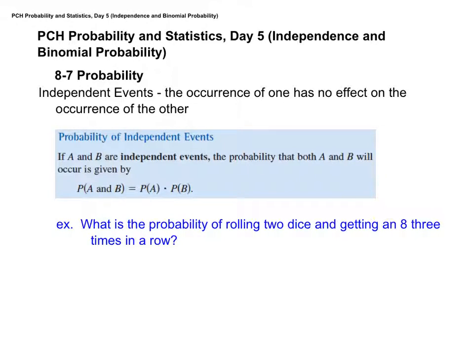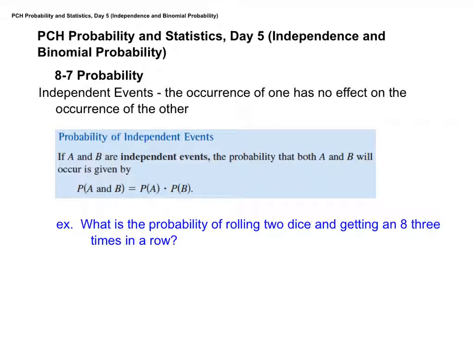Others are not as obvious. So the first thing we want to understand about independent events is that the probability of 2 independent events can be found, if we're looking for an intersection, as follows: the probability of A and B is the probability of A times the probability of B.